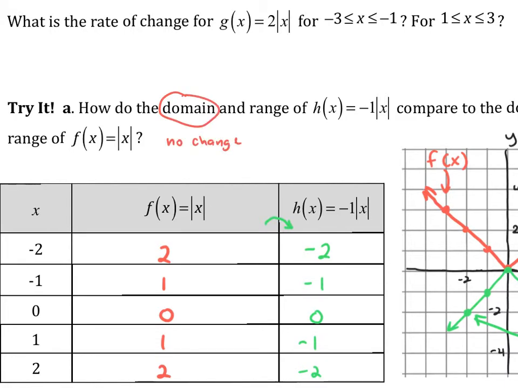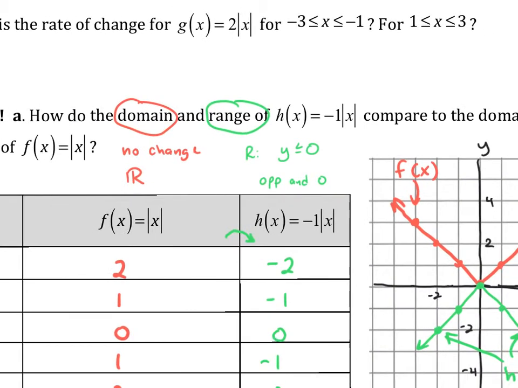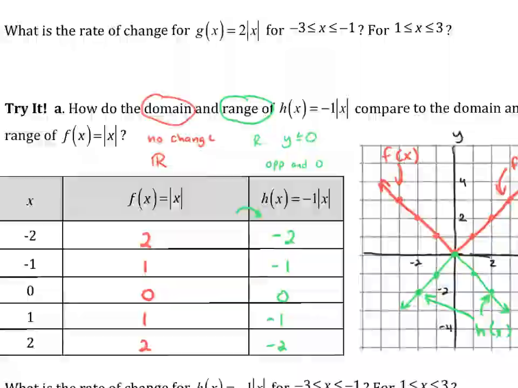No change here because it's still all real numbers. But there is a change in the range. How does the range change? So for h of x, the range is y is less than or equal to 0. So how does it change? It's the opposite and 0.